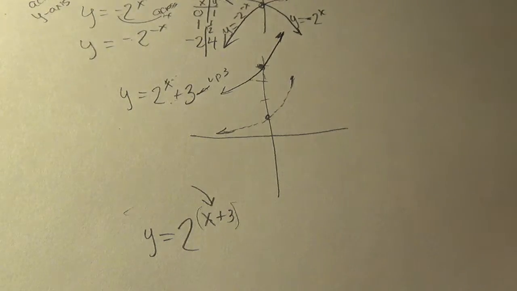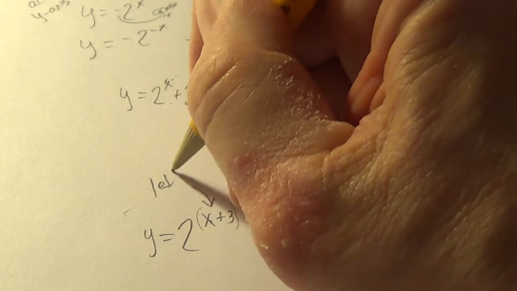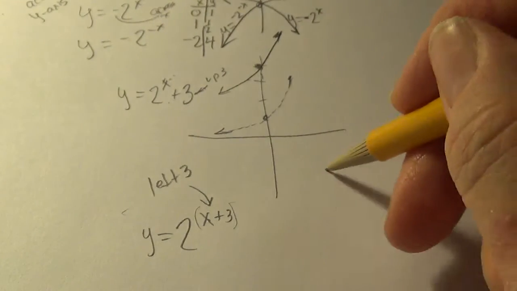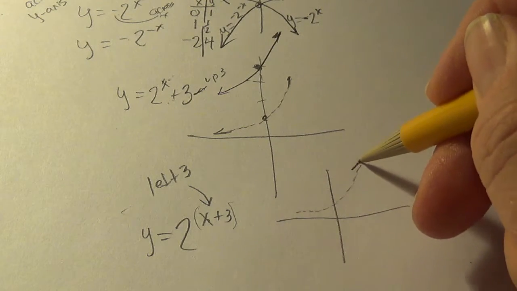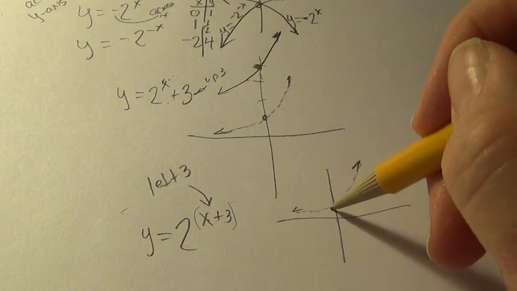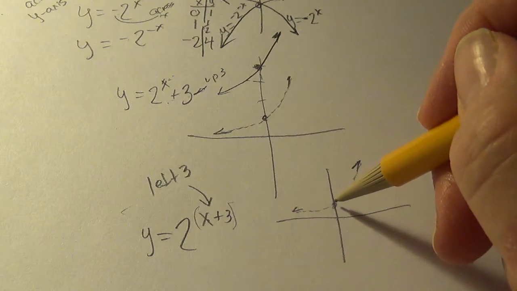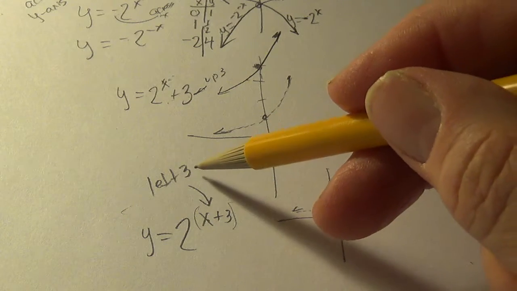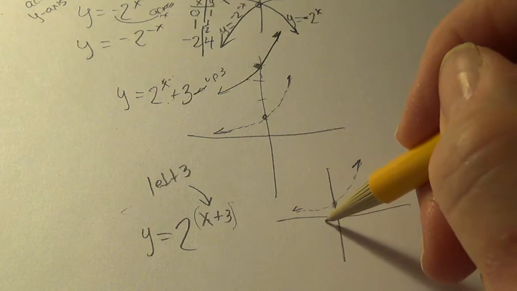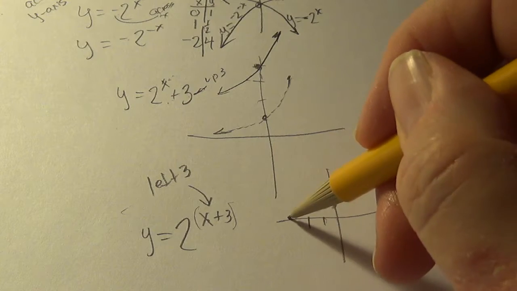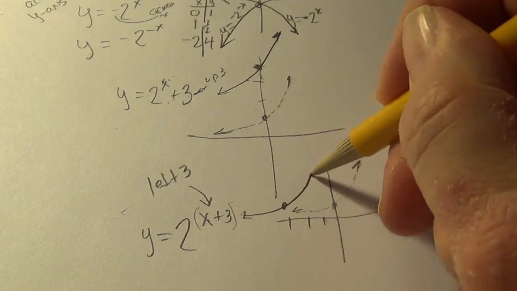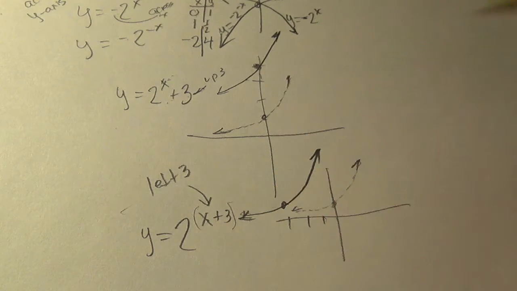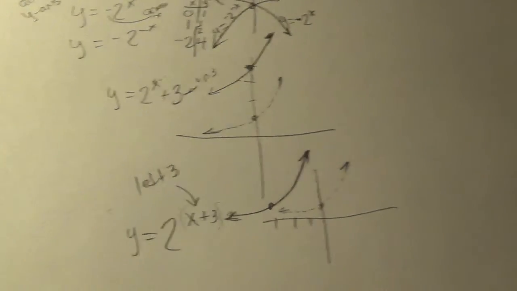So a plus 3 is actually to the left. So I draw the regular y equals 2 to the x. And I'm going to move this. I usually pick a spot and move that. So I'm going to move it to the left 3. So it would look like this. Alright. I can combine those sort of things.